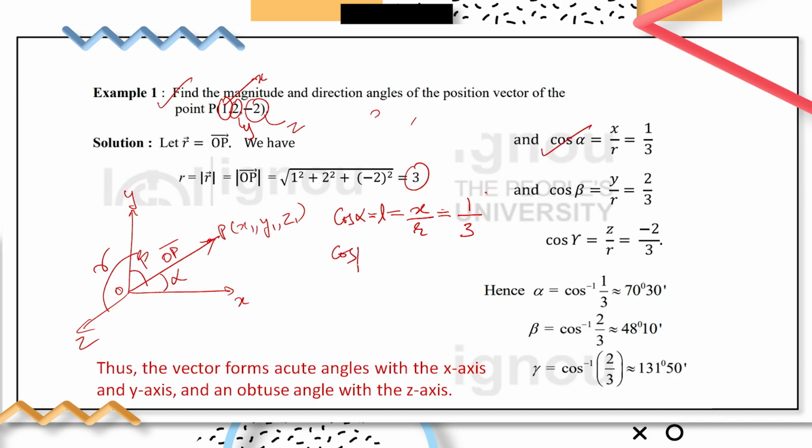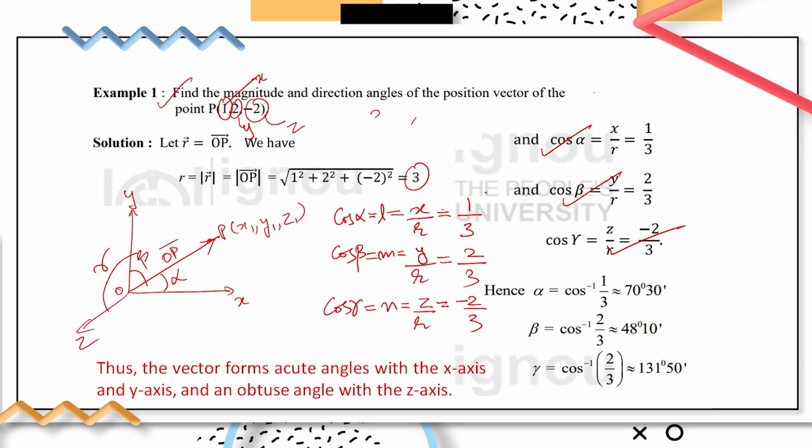Similarly, cos beta, that is equal to m, will be equal to y by r. And what is the value of y? Y is 2. So, 2 by 3. So, cos beta is 2 by 3. Similarly, cos gamma is equal to n, and that is equal to z by r, and that is equal to minus 2 by 3. So, we got cos alpha, beta, gamma.